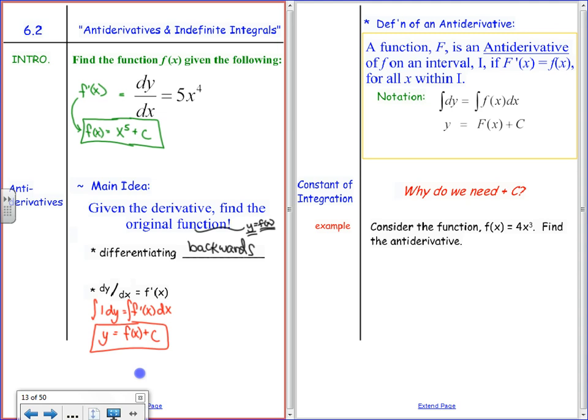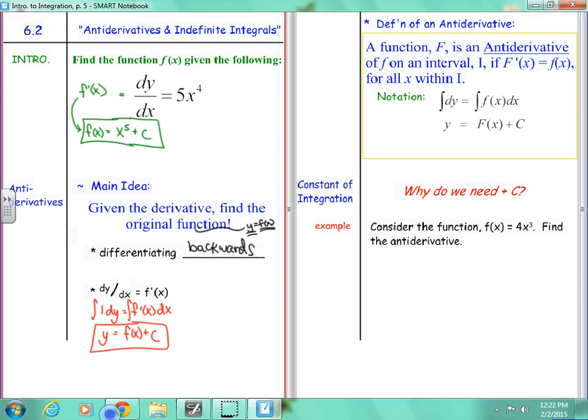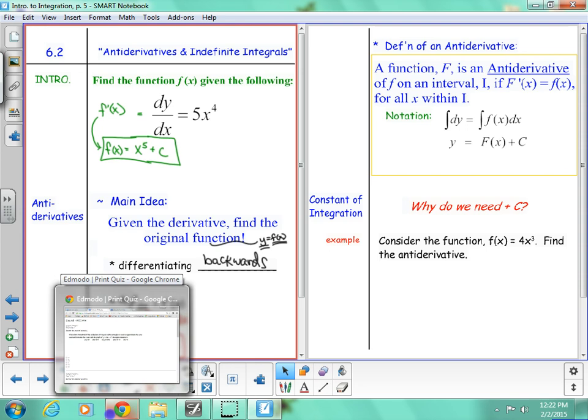Okay. We saw some notation. Here we go. Definition of an antiderivative. We didn't write that on Friday, did we? No, I didn't think so.